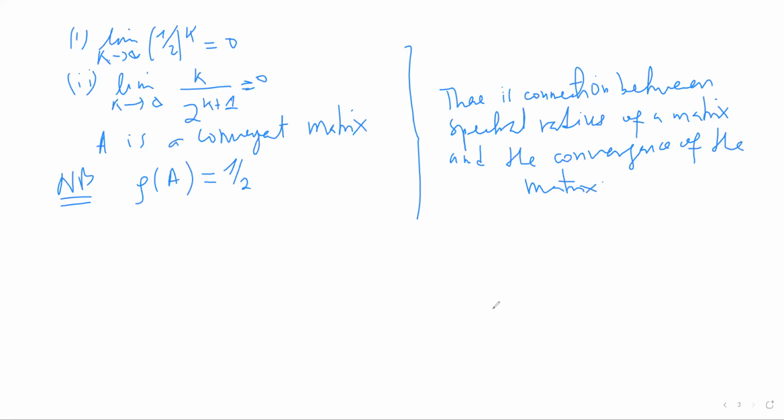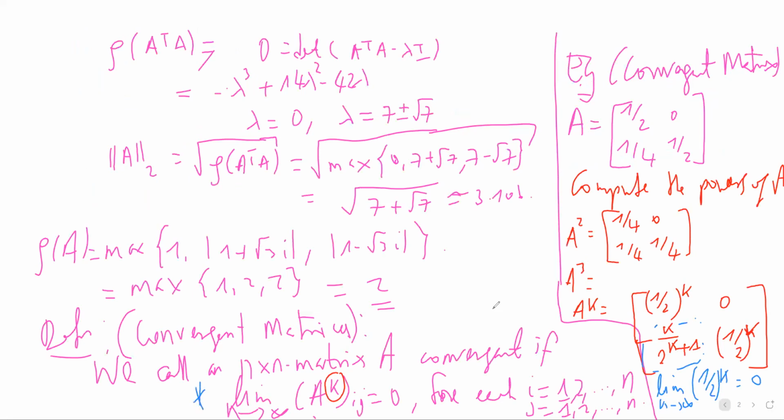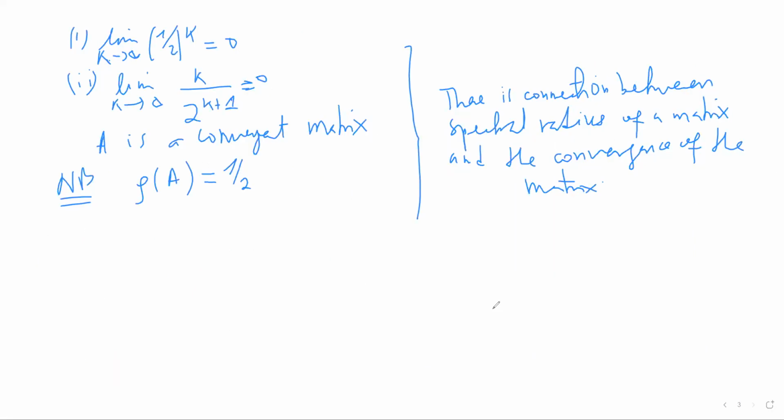Right? Because we said that if the matrix is convergent, then the limit of its higher order terms, the limit as k goes to infinity of A^k, is 0 for each i and for each j as well. So because of this connection between the spectral radius and the convergence of the matrix, we are able to write a theorem.